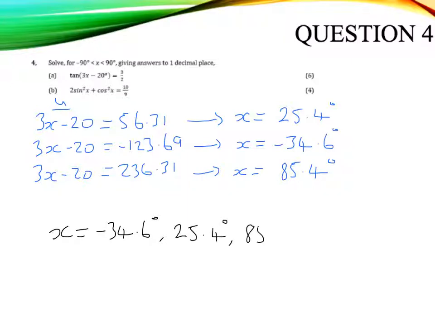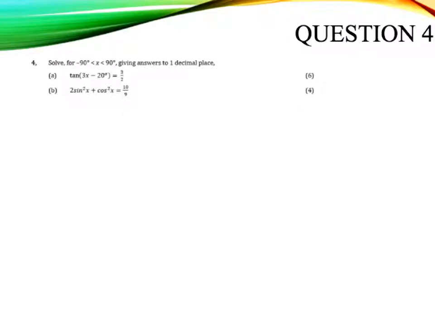And 85.4 degrees. Okay, so I've got 3 solutions. Good, okay. Let's see if we can now start to look at part B then. So part B is now talking about 2 sine squared x plus cos squared x equals 10 over 9. Okay, so I've got a mixture now of sine squareds and cos squareds.